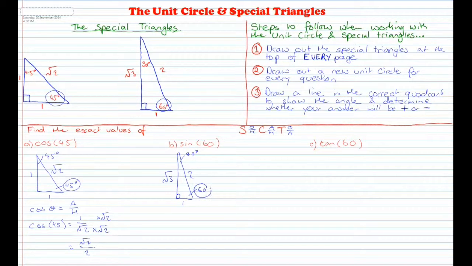Alright, so I'm working with 60 degrees, and it's sine, so sine theta is equal to opposite over hypotenuse. Now therefore sine of 60 is equal to, well, let's have a look at the sine of 60. So sine is going to be opposite over hypotenuse, so it's going to be root 3 on 2. So your answer for sine of 60 is equal to root 3 on 2.